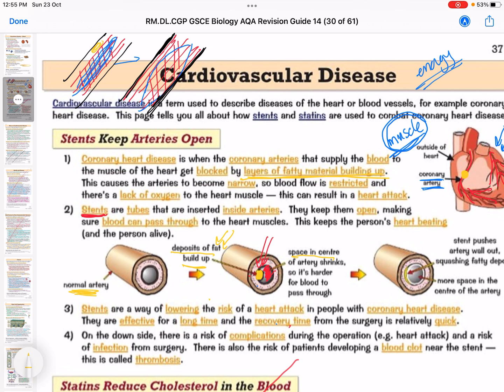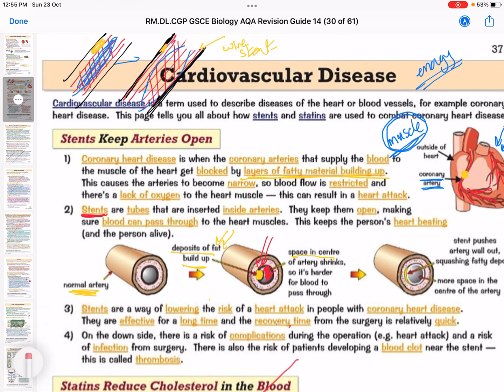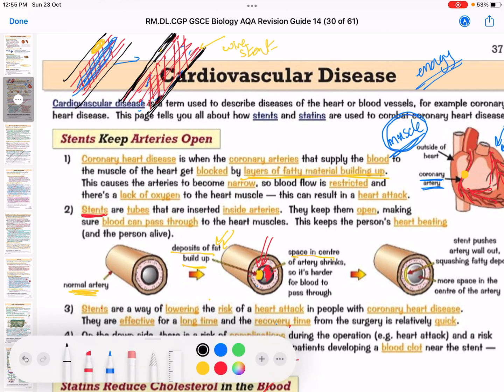And how about the fat deposit? That was the fat deposit. It's now embedded and collapsed by the wire stent. So the pathway now is open for the blood to move. Of course, after that, this balloon will be removed, allowing only the stent to remain inside. Okay, so that's the stent remaining inside, keeping the coronary artery open at all times.